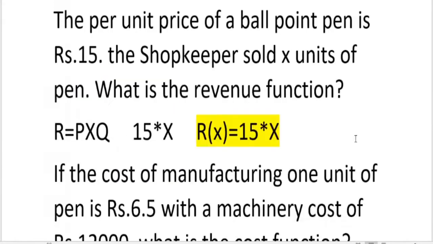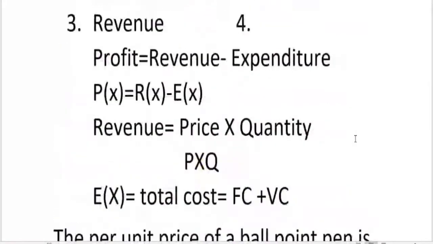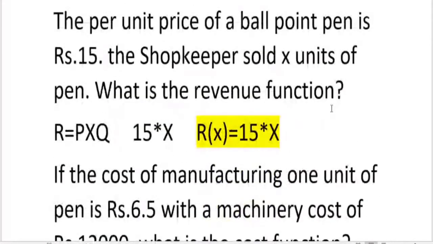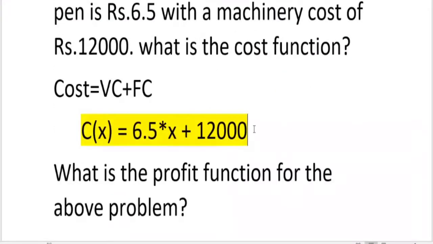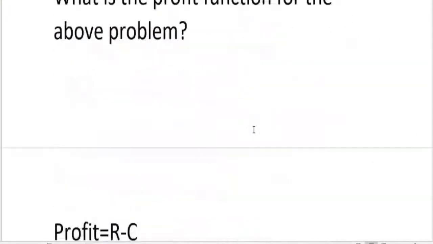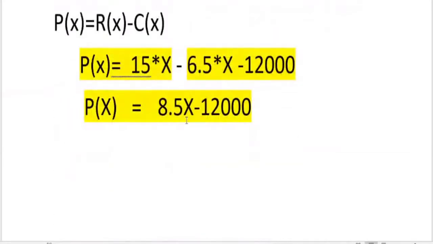So in short, we have this equation, and we have used this data to estimate first the revenue function, then the cost function, and with the help of the revenue and cost functions, we estimated the profit function, which is in front of you. The profit function is equal to 8.5x minus 12,000. This is an example of how the problem of manufacturing in a factory or a production house is solved by forming the cost function, revenue function, and profit function.